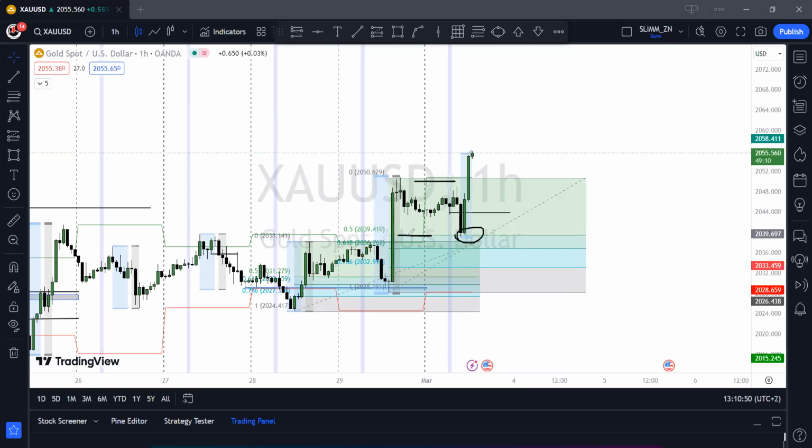We came and tapped into the 50 level. This is London session open. Once you understand that when the major markets open, there is volume in the markets, you know that, okay, this is my time to trade, this is my time to execute. So how do we go about this setup?